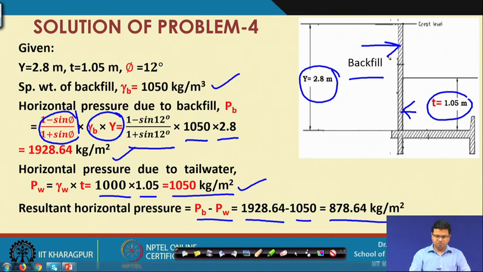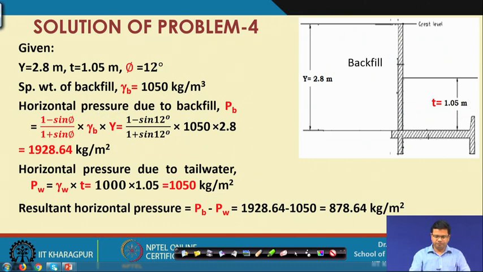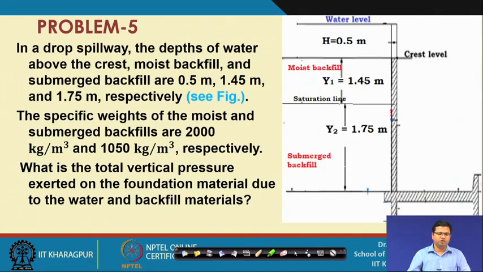Okay. Now, we will go for our next problem, problem number 5. In a drop spillway, the depths of water above the crest, moist backfill and submerged backfill are 0.5 meter, 1.45 meter and 1.75 meter respectively. So, you can see the figure. The depth of water is given as 0.5 meter, that is given by H. Okay. Then the depth of moist backfill, that is given by Y 1, that equal to 1.45 meter, and Y 2, which is submerged, that equal to 1.75 meter.